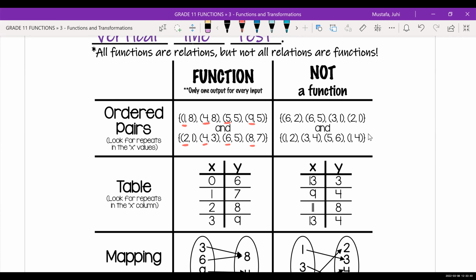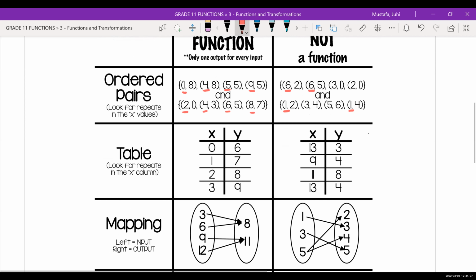However, here we have a 6 and a 6. And as soon as you have a repeating pair of X values, that is no longer a function. It is only a relation. For the second part, you have a 1 here and a 1 here. Again, the X's are the same, and so it is not a function, it's a relation. All right, so for ordered pairs, always look at your X values and just try to find a matching pair.